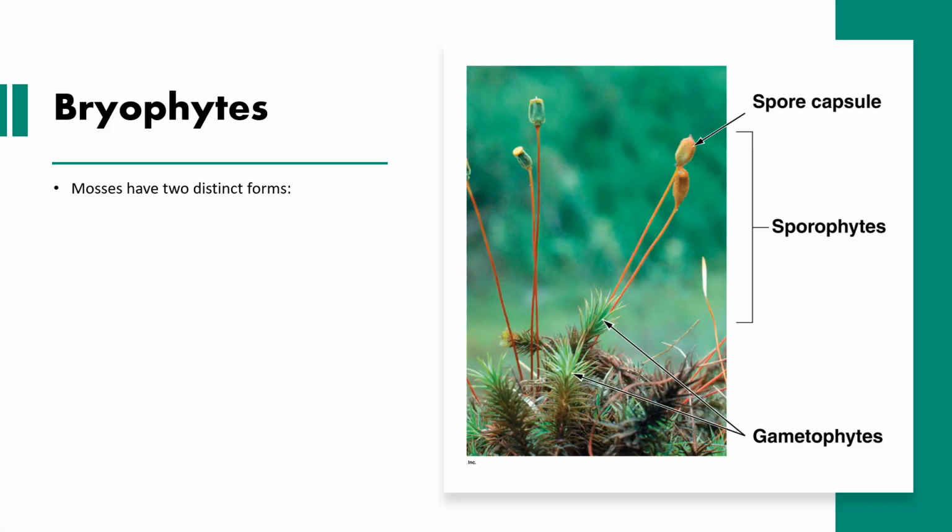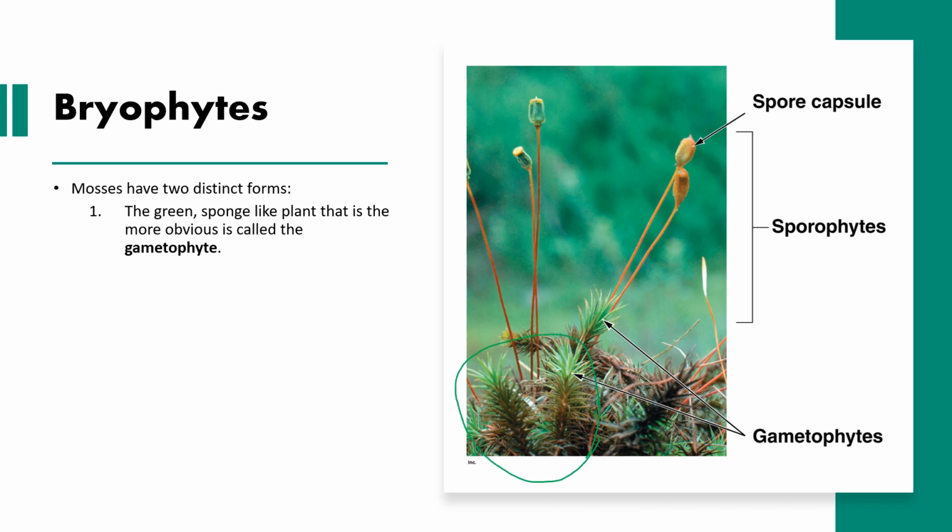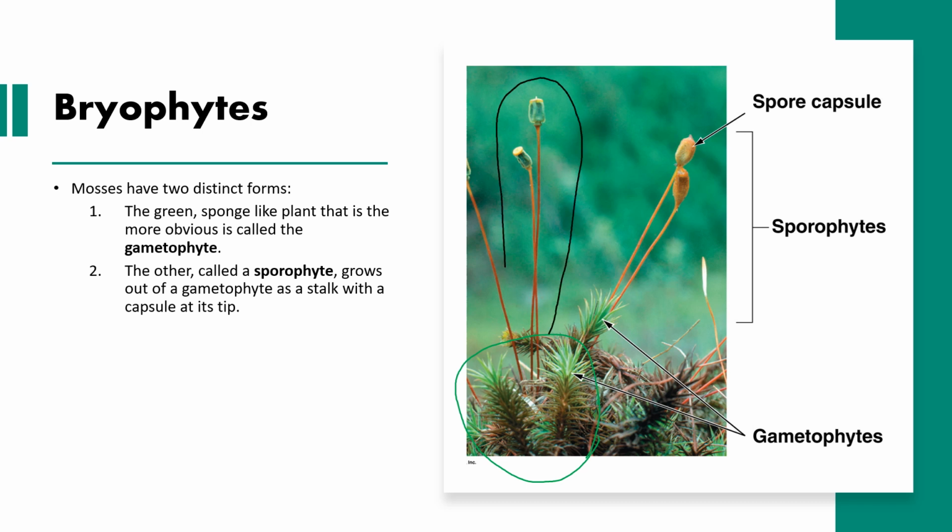So there are 2 distinct forms when we look at the bryophytes. They have a green sponge-like plant, which is going to be kind of down near the bottom. Looks kind of like a little pine tree almost. I circled it. That is going to be called the gametophyte, okay? And it's going to be the dominant part of the plant. The second part is called the sporophyte, and the sporophyte is this long stem-like structure with a little spore capsule on the top.